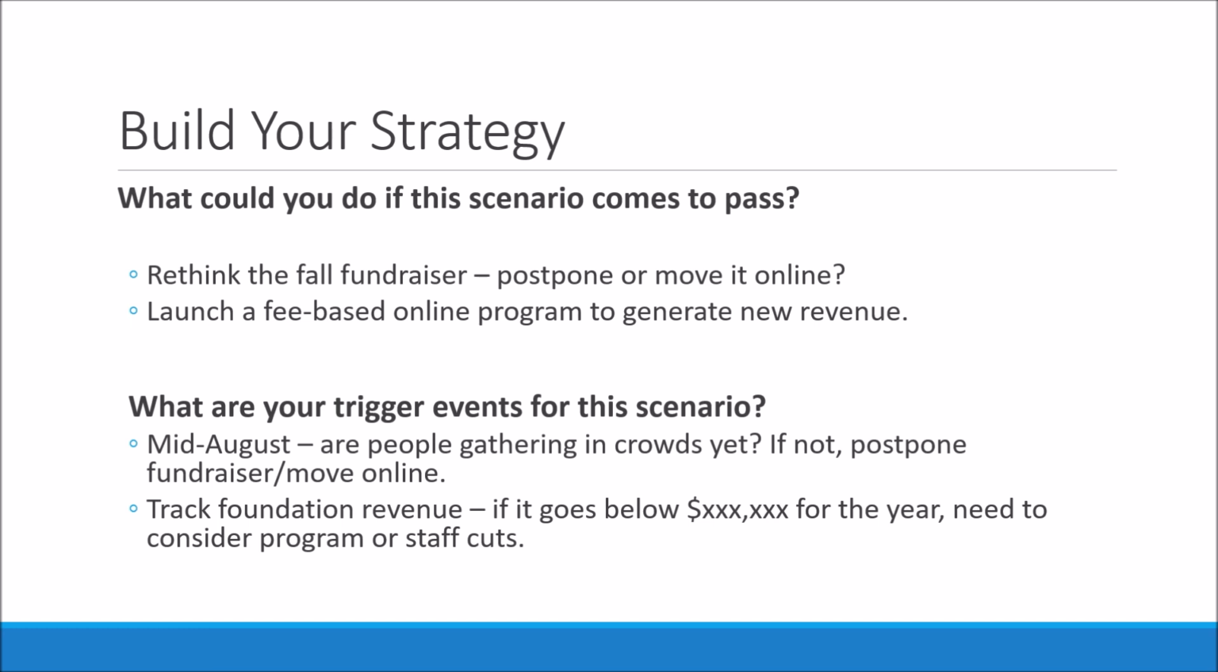The money does play into this, right? So if foundation revenue starts to dip below a certain level for a year, then we have to think about some harder choices around programming or staff. The idea here is to both know roughly what you're going to do if these conditions come into place, and also when you're going to accept that these conditions are happening.